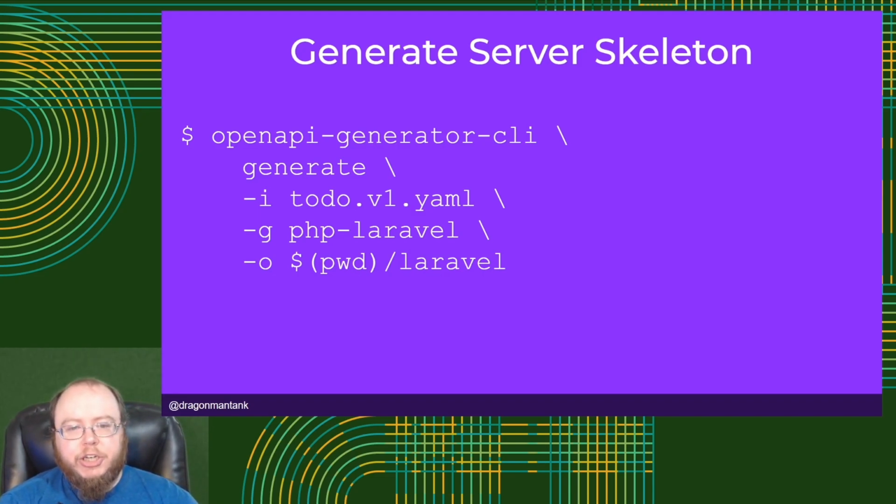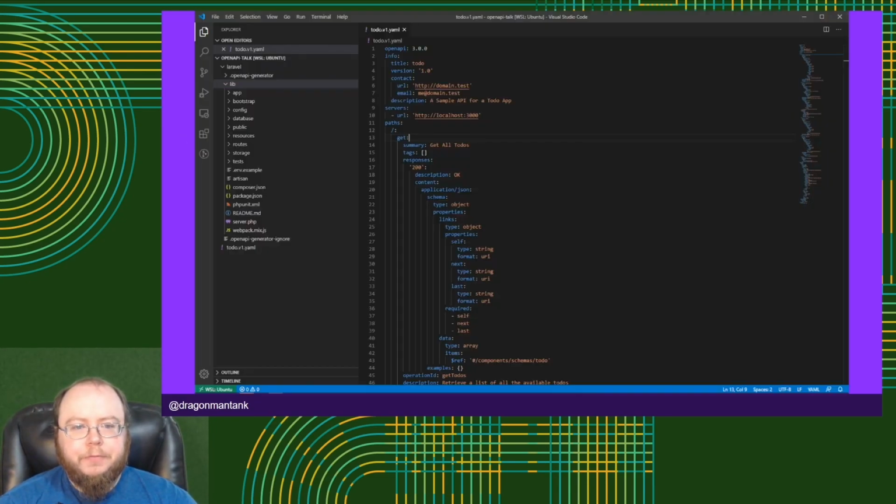So the skeleton generator takes an input of whatever the YAML file is. So this is the todo.v1.yaml, which I built using Stoplight Studio. We're going to give it a generator, which is php-laravel, and an output directory. So I'm just going to throw this in a directory called Laravel. So once I run this, it'll actually generate a bunch of code for us.